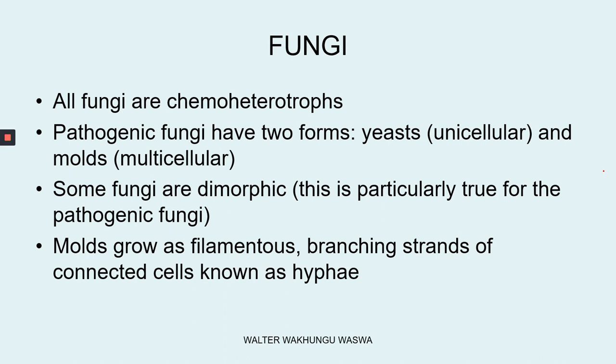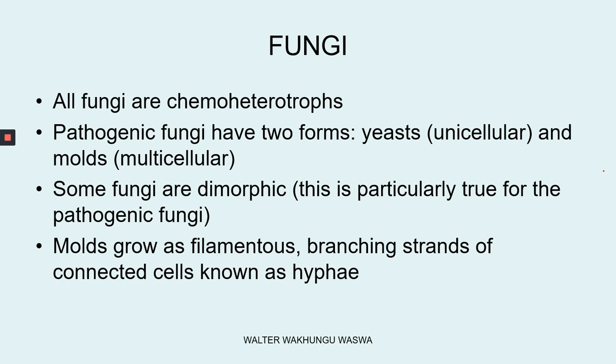Fungi. All fungi are chemoheterotrophs, and pathogenic fungi have two forms: yeast, which is unicellular, and mold, which is multicellular. Some fungi are dimorphic. This is particularly true for the pathogenic fungi, meaning that they exist as multicellular, but once they are inside the host cell, they exist as unicellular.